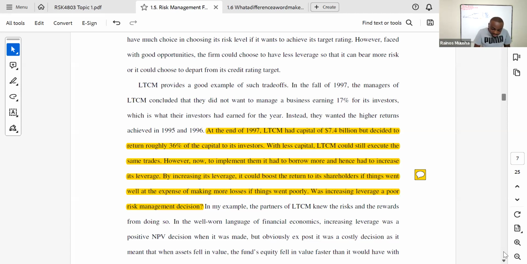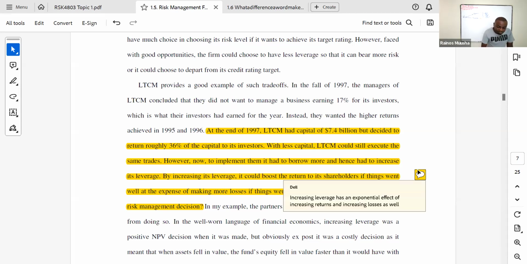By increasing its leverage, it could boost the return of its shareholders if things went well, at the expense of making more losses if things went poorly. So was increasing leverage a poor risk management decision?